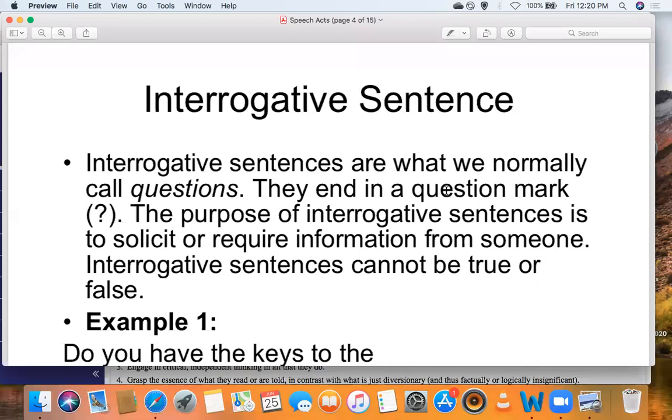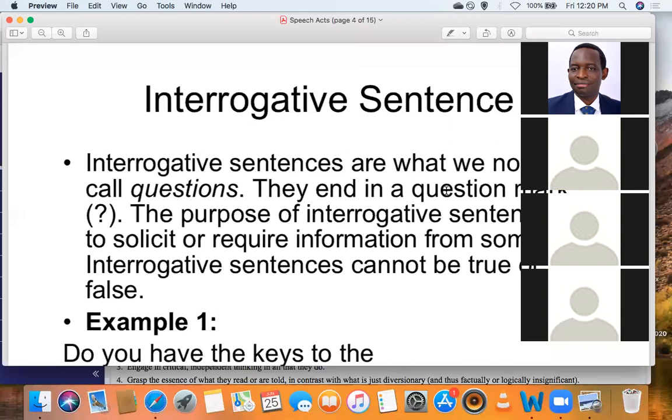When you want someone to give you information, you ask a question. Questions are designed to solicit information. You ask a question because you need an answer. The answer you are seeking is some kind of information. So the purpose of interrogative sentences is to solicit or require information from someone. Interrogative sentences cannot be true or false. So when you ask a question, you have not said something that can be true or false.